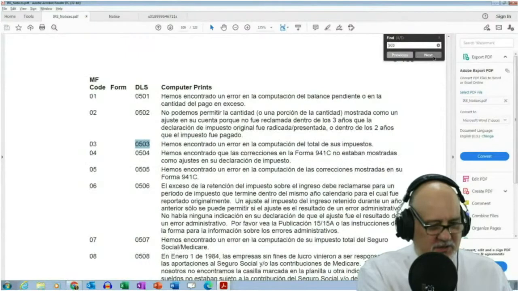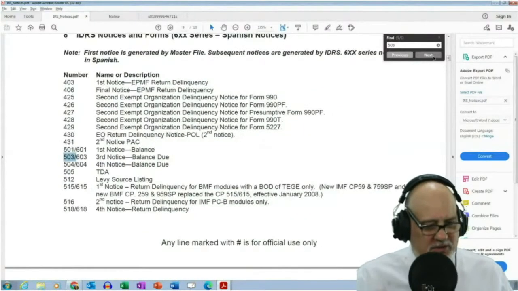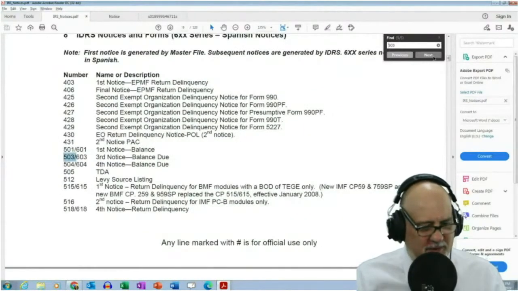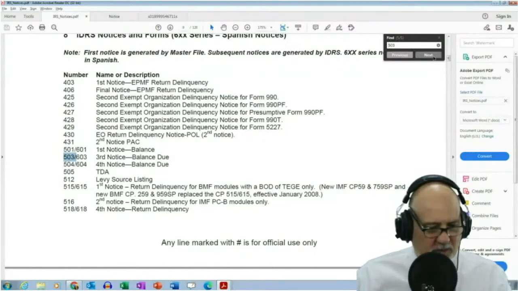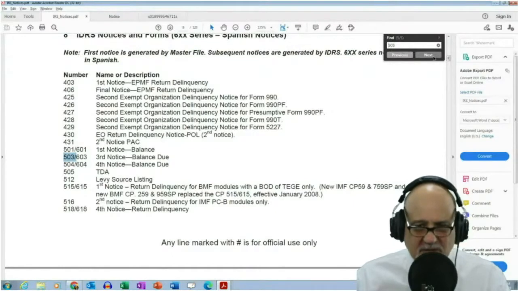This is in Spanish. They have them in Spanish. Third notice, this is it. CP 503, third notice balance due. Okay, so look at this now. Look above it. There's 501, first notice of balance. Second notice, 431. 503, third notice. 504, fourth notice. So they have to send you a number of notices.